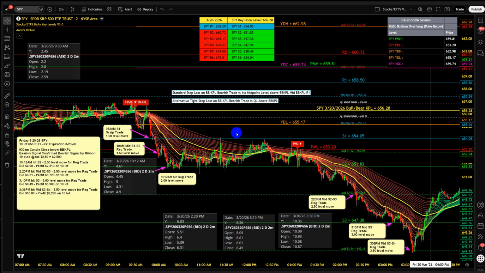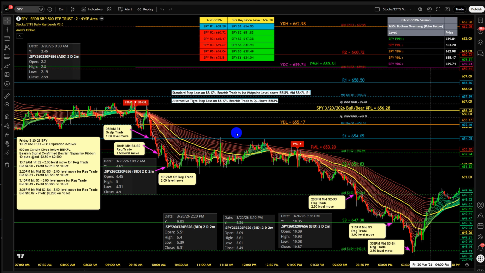Now with this indicator, as mentioned earlier on in the video, there are 2 different types of trades that you can take. One is a scalp trade, the other is a regular trade. On scalp trades, you're just looking for a one level move in your favor for exiting the trade.